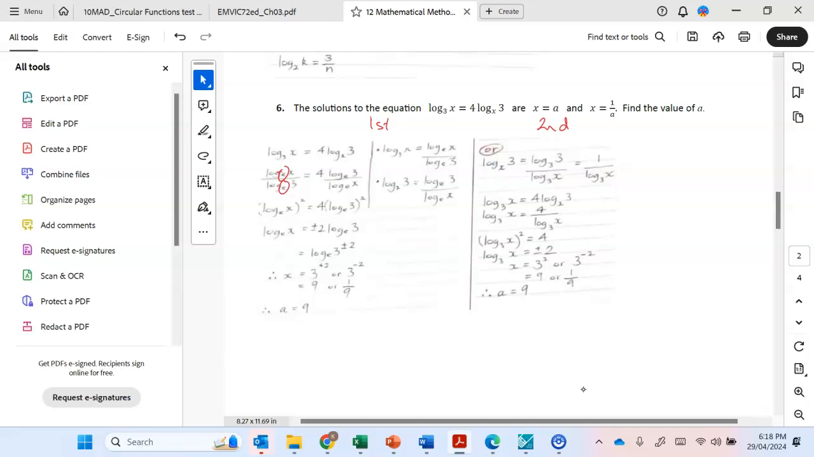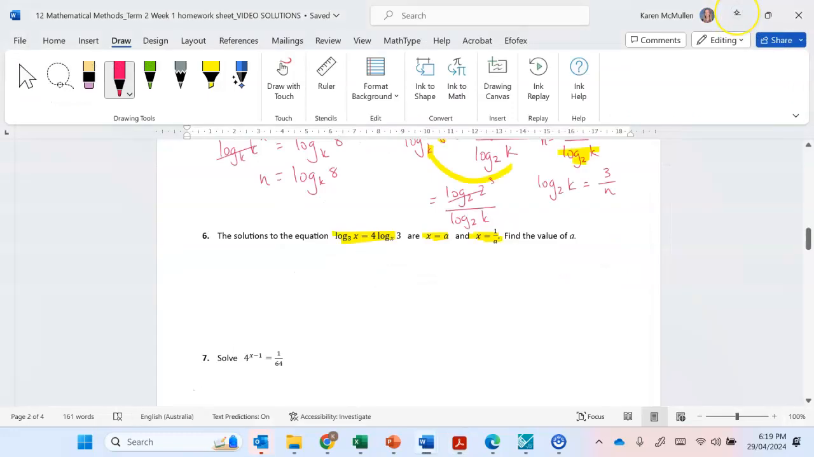So you can do either way. My initial attempt was going to be this way, so that's my preference, because I'm then not changing 2 logs, just 1. All right, so let's change 4 log base x of 3. Now before I do that, I do need to move this 4. So it's going to be log base x of 3 to the power of 4, which is 81.